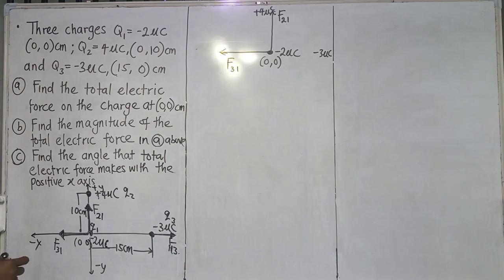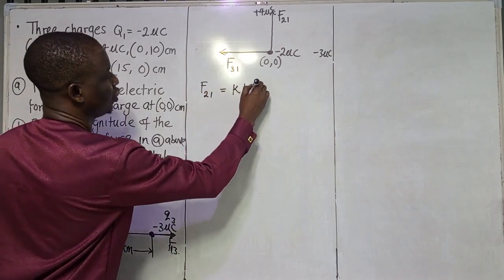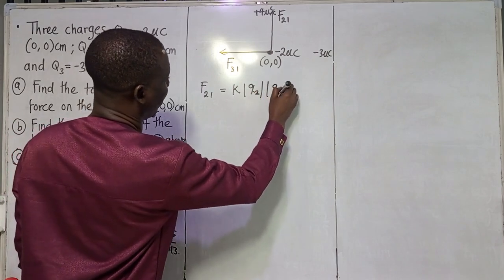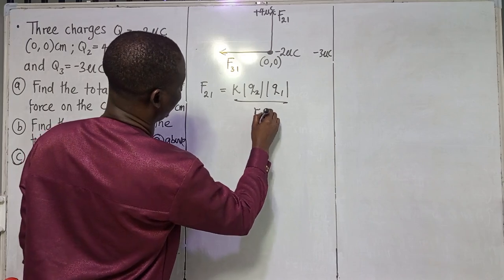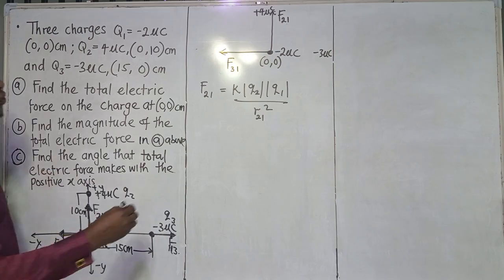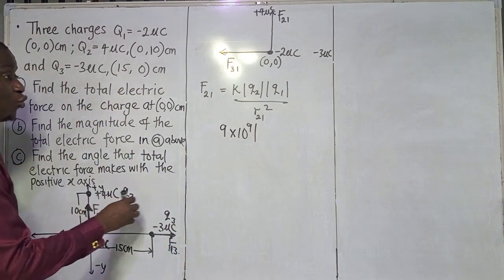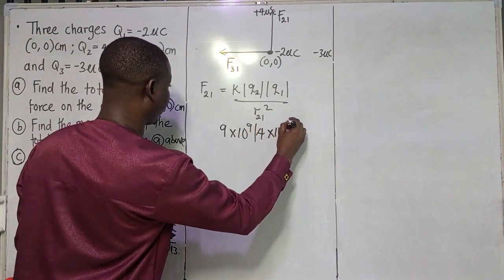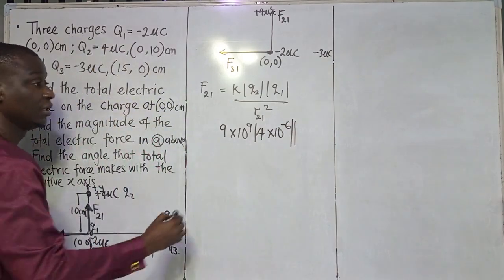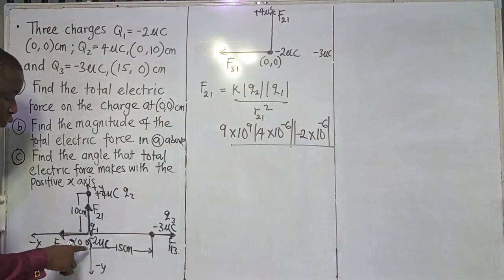Now let us find each of these forces. F21 means what? K Q2 Q1 all divided by R21 squared. Now we are going to find the force. Between Q1 and Q2, what is the distance apart? It is 10 centimeter. So I want to use 9 times 10 raised to power 9. What is Q2 now? Q2 is 4 times 10 raised to power minus 6, absolute. What about Q1? Q1 is minus 2 times 10 raised to power minus 6, absolute. Divide by what?